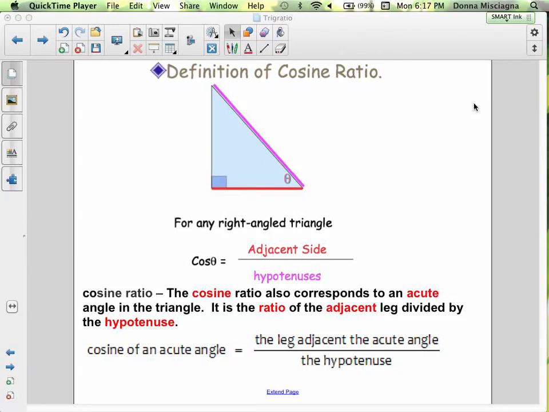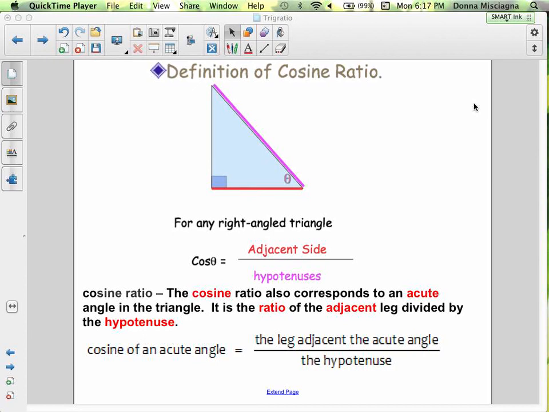Welcome. So now we're going to learn about cosine ratio. Different ratios use different sides, and every angle has a tangent ratio and a cosine ratio. So, the definition of cosine ratio for any right-angled triangle: the cosine, so that's just theta. We always have to take a cosine or a tangent of an angle. We have to start with some angle.